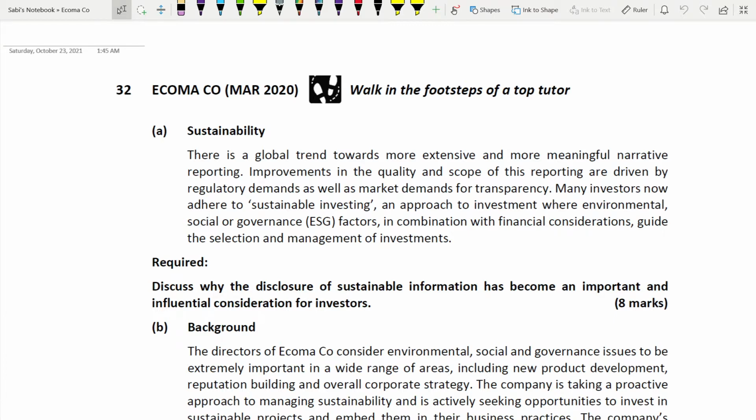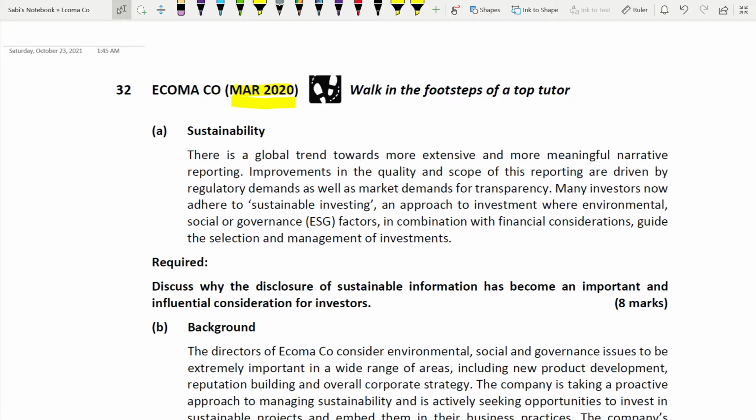This is from your March 2020, as you can see. Okay, and part A is regarding sustainability, which is for 8 marks. So let's see part A, because this is broken down like this. That means for part A, the case study is only that much, only that one paragraph that you can see.